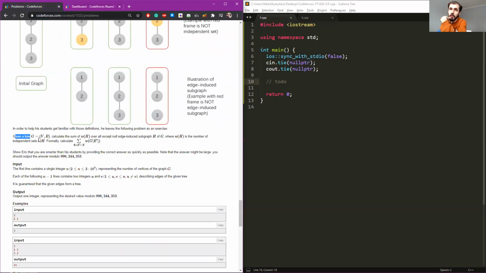Okay, given a tree, calculate the sum over all edge induced subgraphs H of the number of independent sets in H.